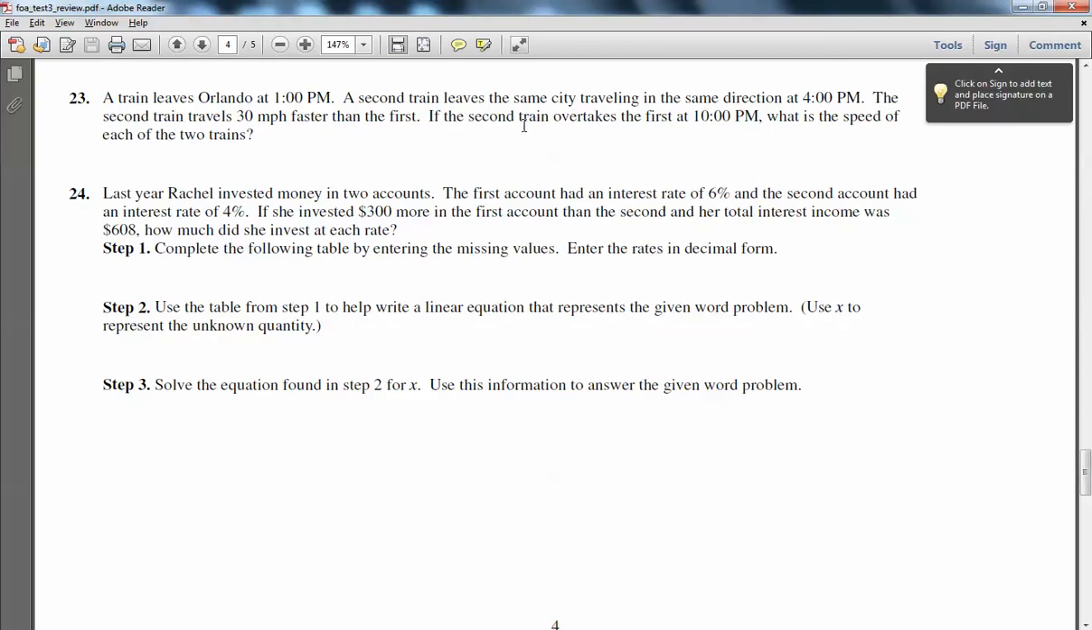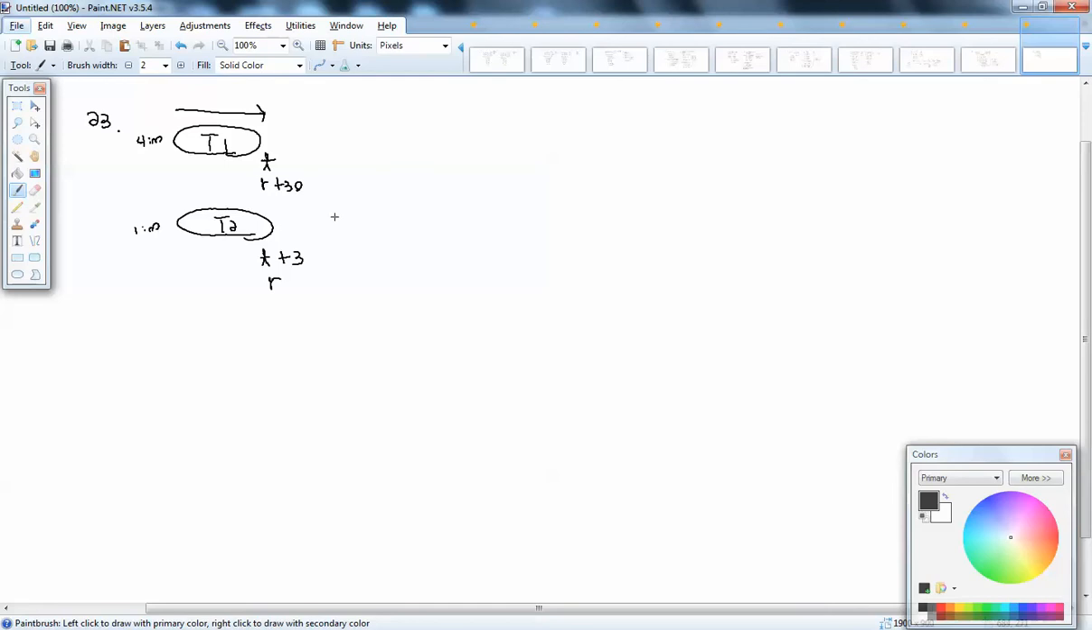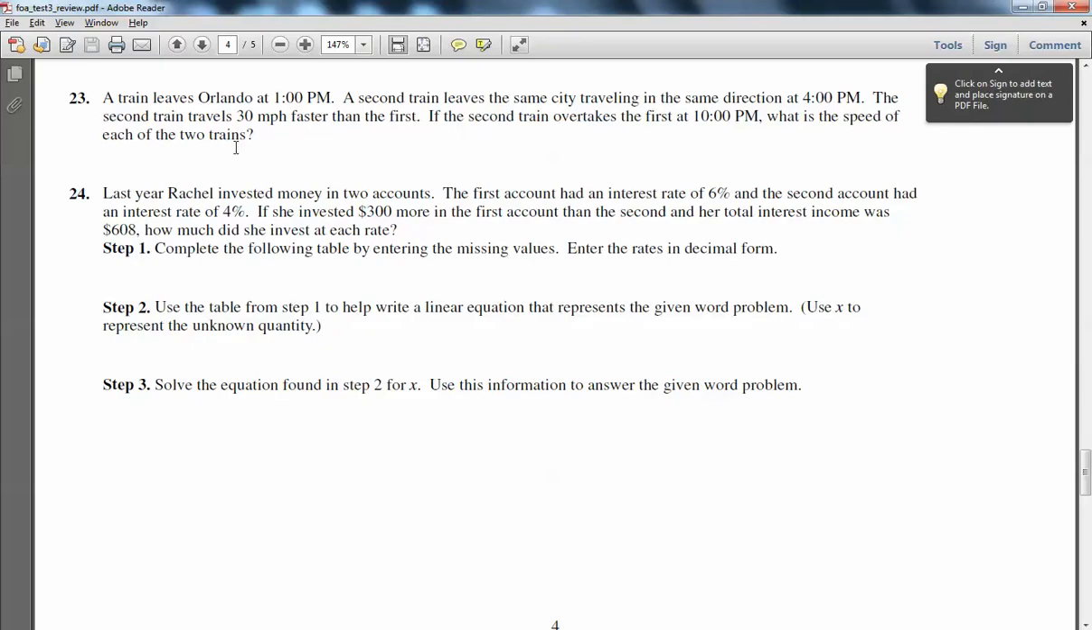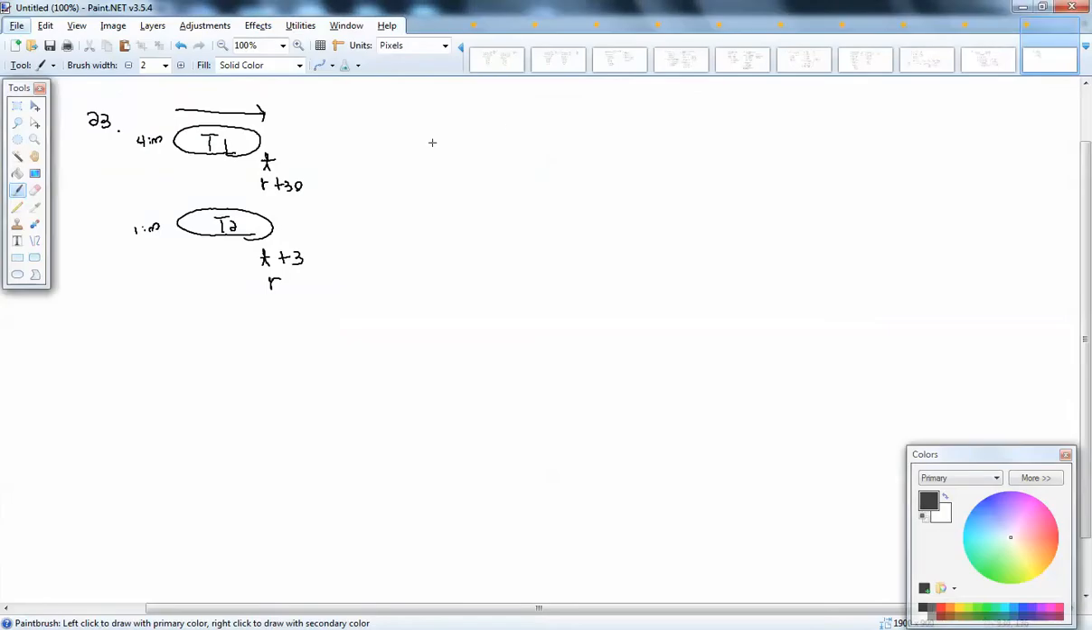Okay. If the second train overtakes the first at 10 p.m., what is the speed of each of the trains? So the distance is going to be the same. That's what we're looking for, when this is equal to this. If the second train leaves at 4 p.m. and overtakes the first at 10 p.m., that means it's been going 6 hours. So they're telling us directly here that t is equal to 6.